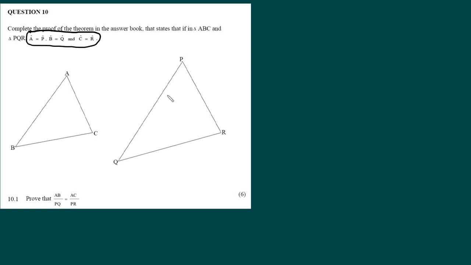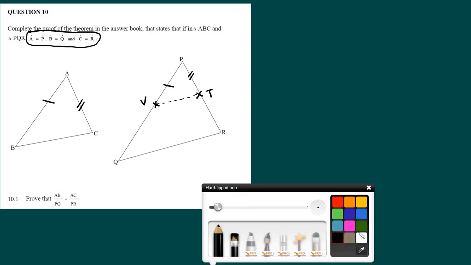So you can still work here and say mark off V on PQ such that VP is equal to AB. Then mark off T on PR such that PT is equal to AC, and then you join them, right? Then after that, what are you going to say? You're going to prove congruency, right? And say what?